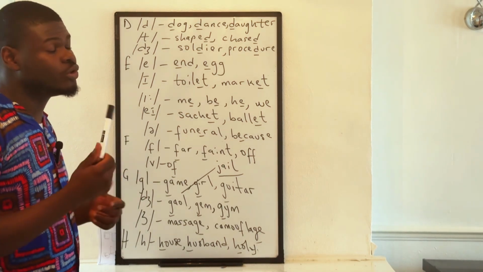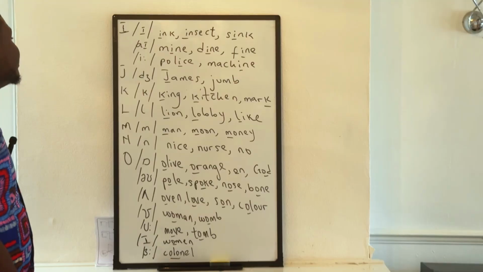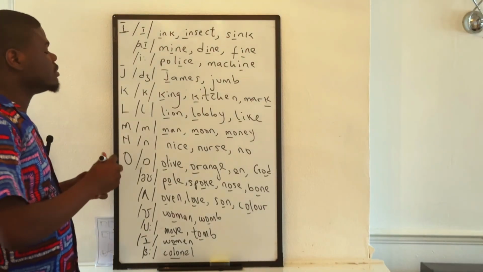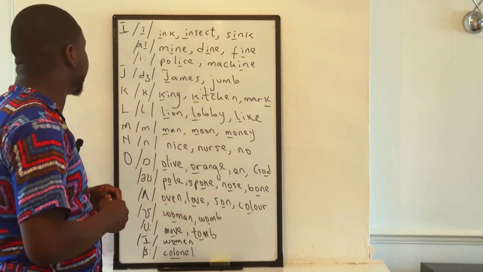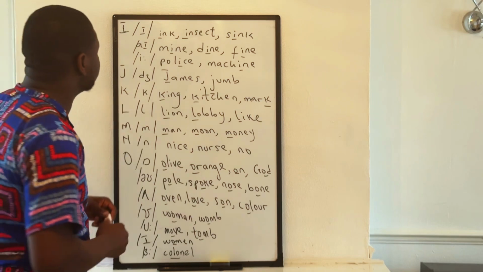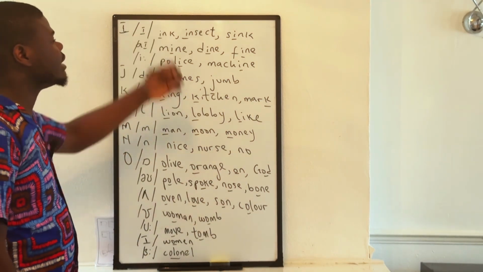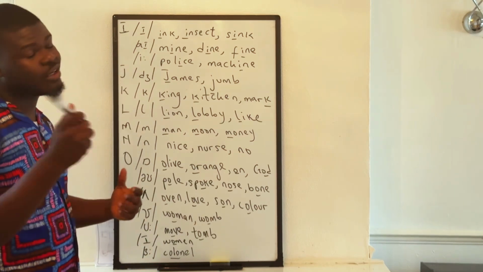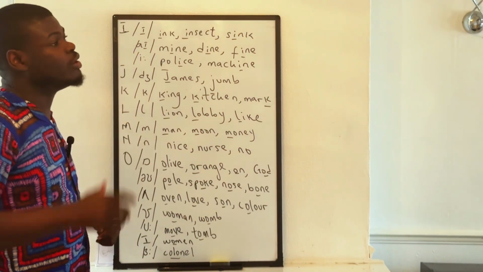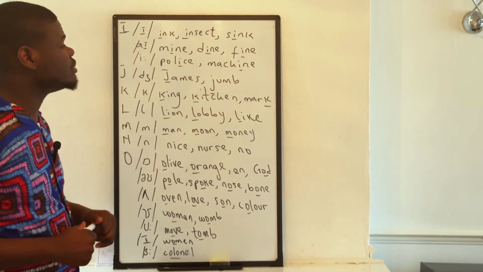The next letters we'll look at will be letters I, J, K, L, M, N, and O. So letter I gives us the E sound, as in ink, as in insect, as in sink. It gives us the E sound in most cases actually. Letter I can also give us the I sound.